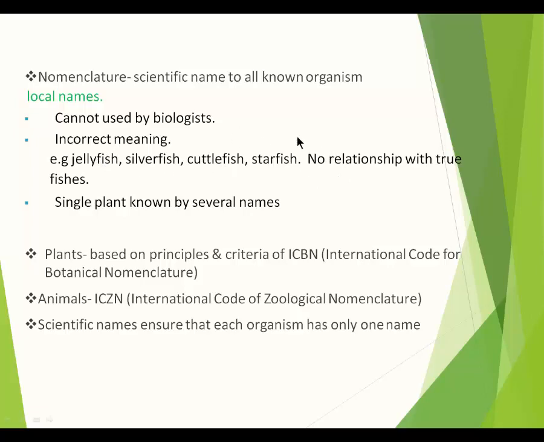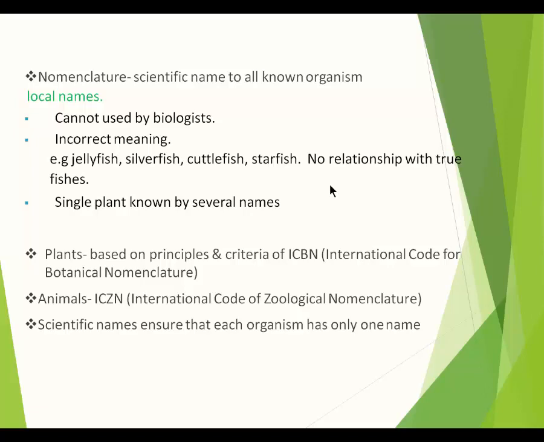Similarly, another problem is there. A single organism is known differently in different languages. Take the example of a very common vegetable, the onion. In English it is known as onion. In your vernacular language it is obviously different. In Hindi it is called pyaz. In Bengali, pyaj. It is a little bit similar, but if you go to Maharashtra, there they will call it kanda. So obviously it will be difficult for everyone to understand what the other is telling.